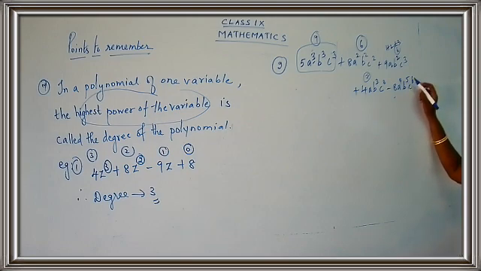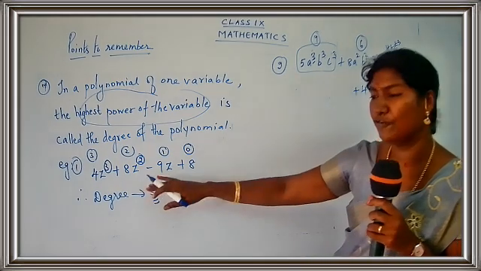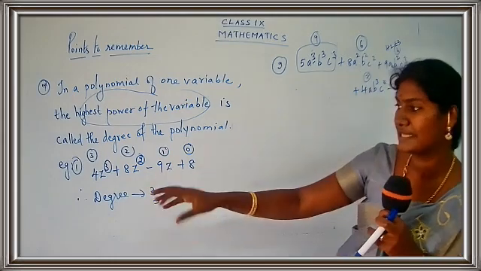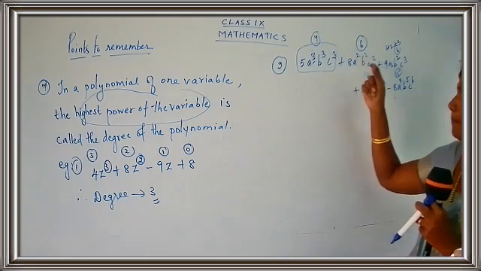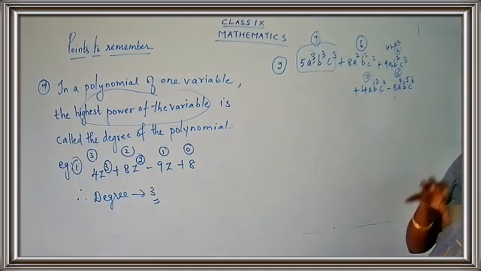9 plus 6, 15. So I have just found out the power for each term. Because here in the first sum, only one variable was used, so I can directly find out the answer. Yes, children, by looking at the sum itself, I can find out what is the degree. But here, I have many variables. I have three variables here. So first of all, I have to find out the power for each term.